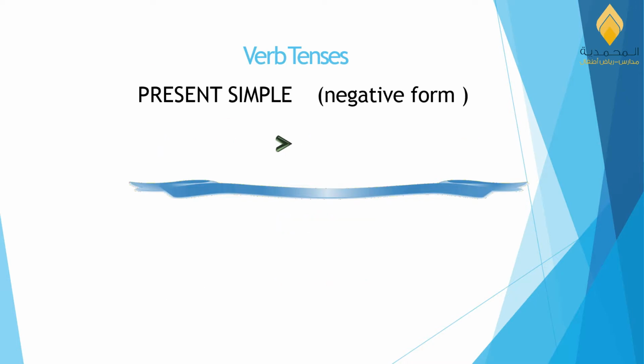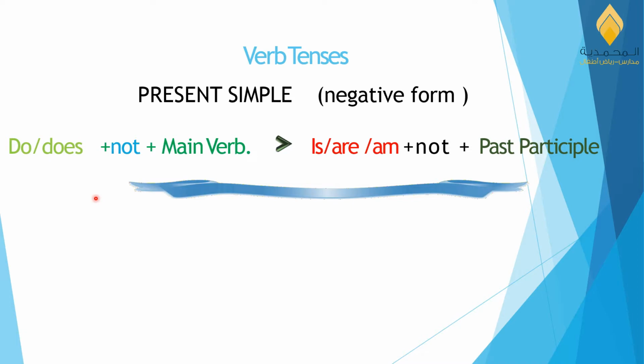Now, let's have a look at how we form a present simple passive sentence when we have a negative form. You know, we form a present simple tense in the negative form, starting with the subject, followed by do or does. We said it depends on the subject. If it is he, she, or it, we use does. If we have we, they, you, and I, we use do. After that, it is followed by not, and we have the main verb of the sentence.